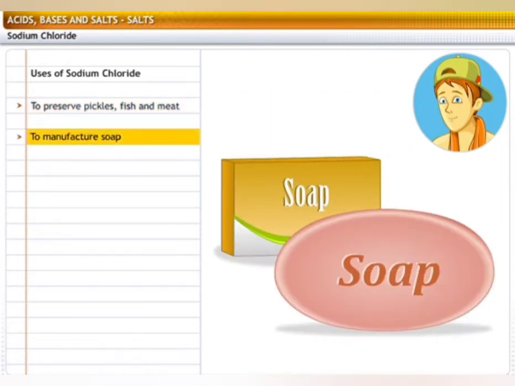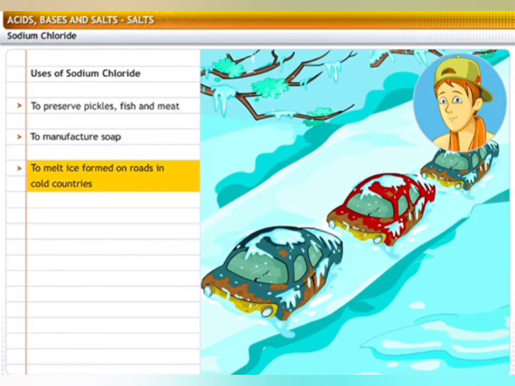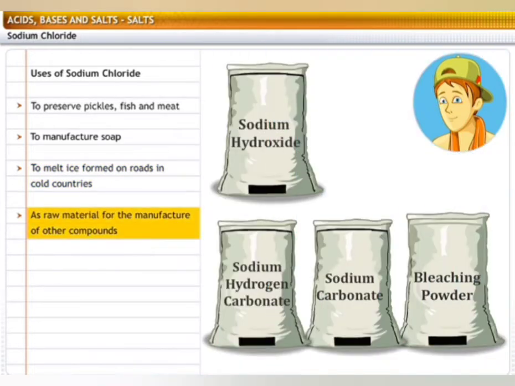Sodium chloride is used in the manufacture of soaps. It is used to melt ice that forms on the roads in cold countries. Sodium chloride is used as raw material for the manufacturing of various other useful compounds like sodium hydroxide, sodium hydrogen carbonate, sodium carbonate, and bleaching powder.